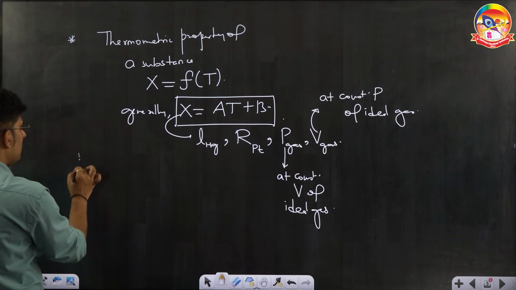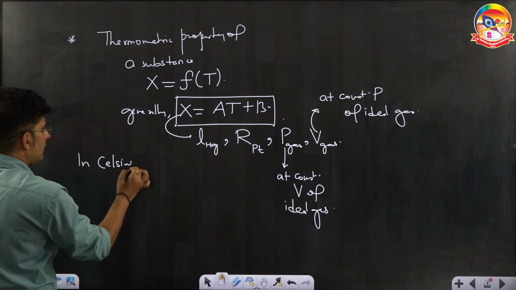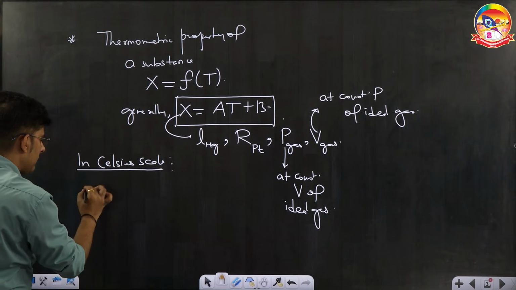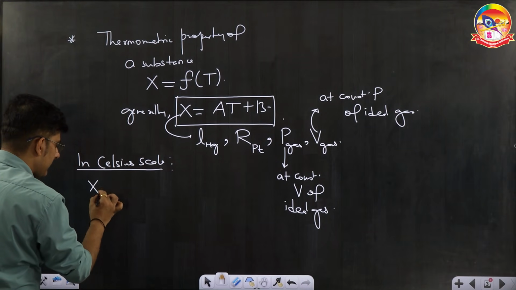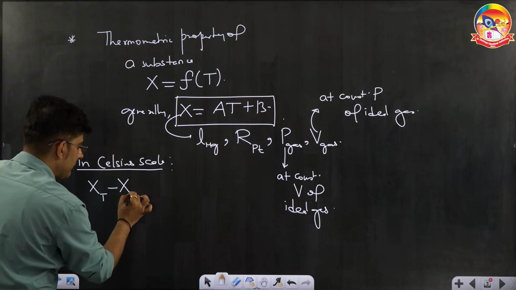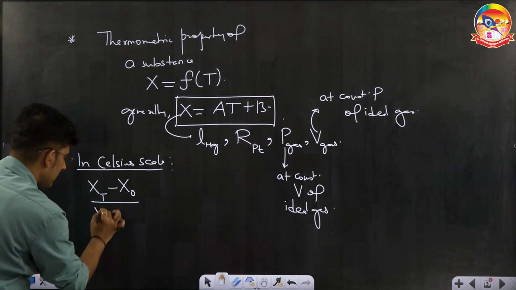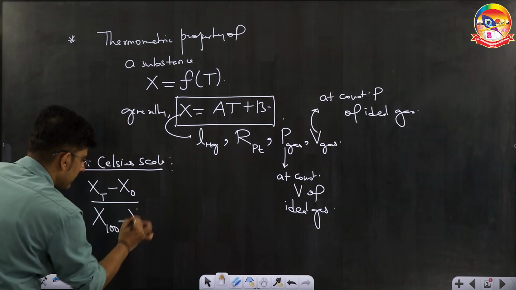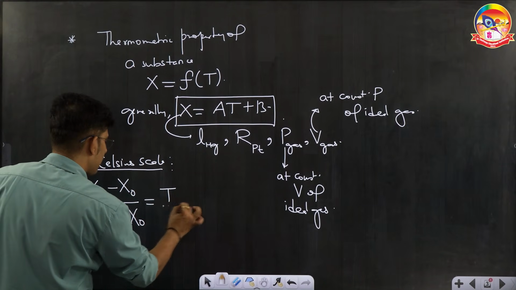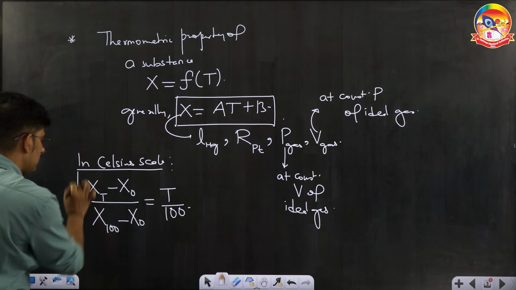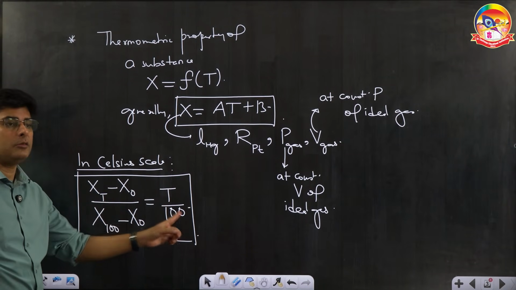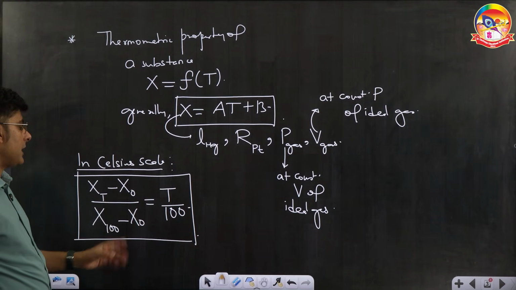So when we have Celsius scale, for any thermometric property, the relation is X at any temperature T minus X at, since Celsius scale we are using, 0 degree Celsius, divided by X at 100 degree Celsius minus X at 0 degree Celsius, will be equal to directly T upon 100. That's it. Xt minus x0 by x100 minus x0 is equal to T by 100. So this relation we are going to use.